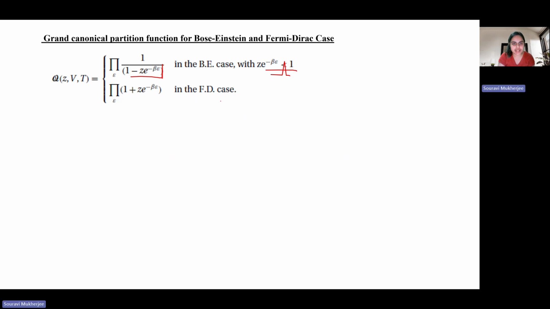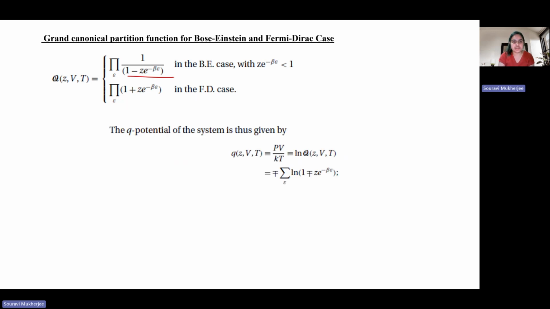And then for the Fermi-Dirac case, you have this expression. In the last class, we started with this form, and then we went ahead. If this is your expression of the grand canonical partition function, how do you proceed? That's something we have done. Today, we will be working with this expression. Now once you have Q, the grand canonical partition function, you can write the Q potential, which is something we have derived and discussed when we talked about the grand canonical ensemble in previous classes.